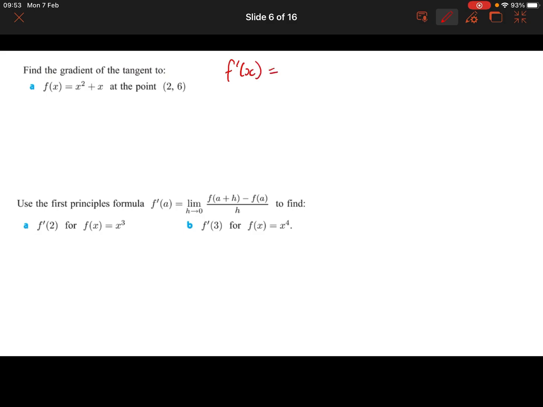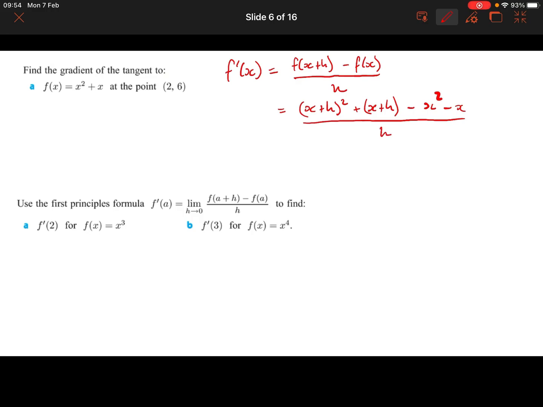Okay, so I'm going to use the formula. It's going to be f of x plus h minus f of x over h. So what's f of x plus h? It's x plus h squared plus x plus h. I'm replacing anything that's x with x plus h. Minus x squared minus x, because I'm taking away all of that. There should have been a bracket. Don't make mistakes with your negatives. All over h. And now expand and simplify the brackets.